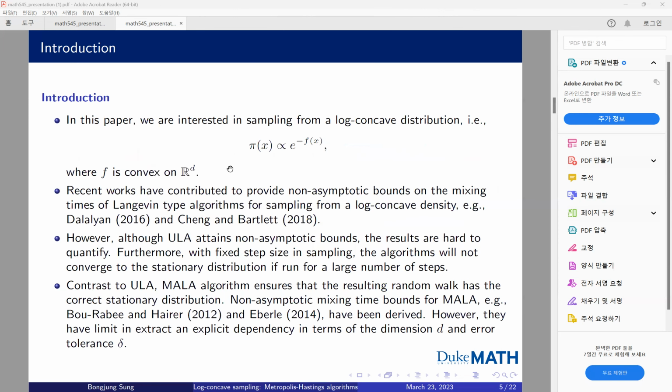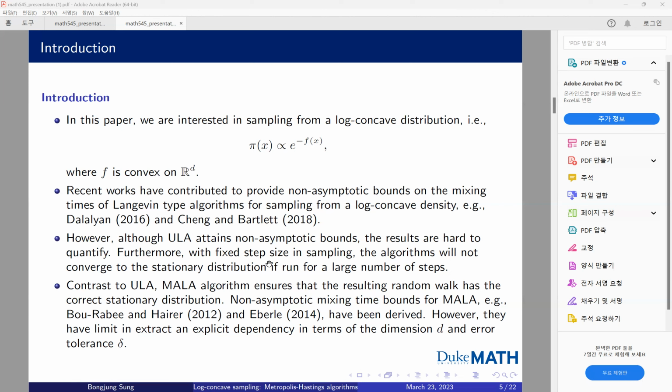In this paper, we restrict our sampling problem to log-concave sampling, which means that the target density is proportional to exponential of minus f(x), where f is convex. Recent works have provided non-asymptotic bounds on the mixing time for sampling from log-concave distributions, such as Dalalyan and Durmus and Moulines for ULA. However, although ULA obtains non-asymptotic bounds, the results are hard to quantify, and furthermore, with a fixed step size, the algorithm may not converge to the stationary distribution if run for a large number of steps.